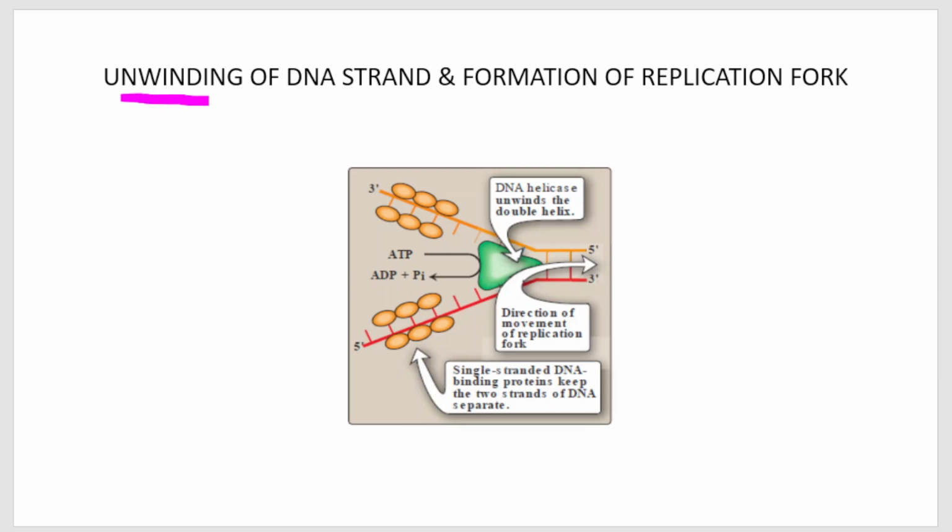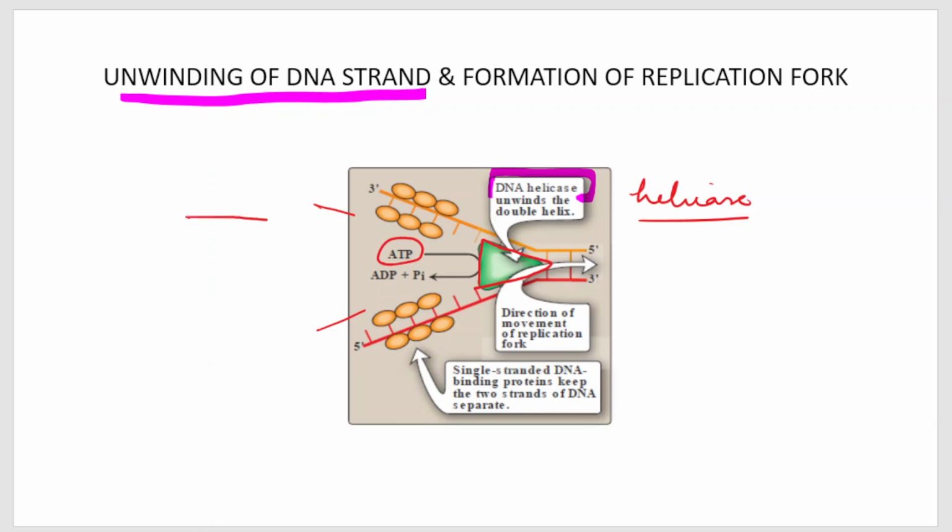As we have found the origin of replication, now we have to unwind the double-stranded DNA. Unwinding is done with the help of the enzyme DNA helicase. So what is the enzyme which helps in the unwinding of the DNA strand? It is nothing but the DNA helicase. As it binds to the origin of replication, it starts unwinding. So it starts separating the two strands of the DNA, and this is an ATP dependent process.